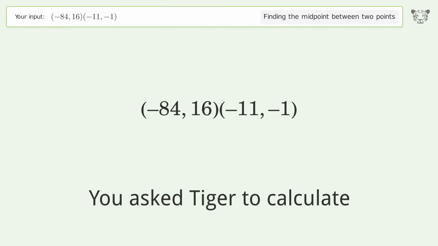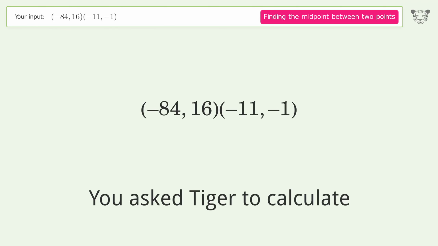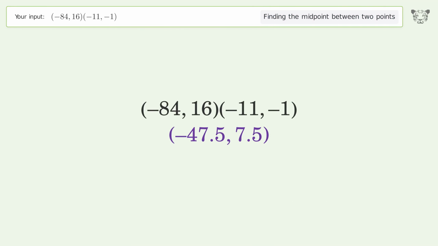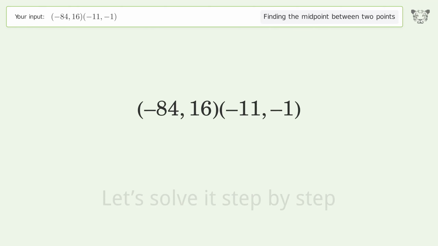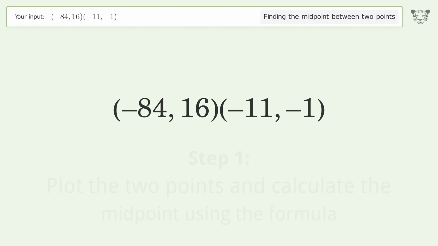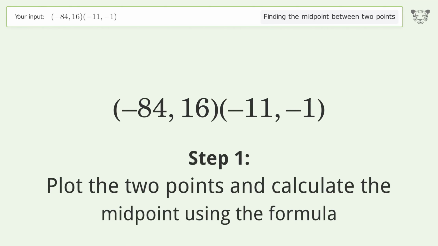You ask Tiger to calculate. This deals with finding the midpoint between 2 points. The midpoint between the 2 points is negative 47.5, 7.5. Let's solve it step by step. Plot the 2 points and calculate the midpoint using the formula.